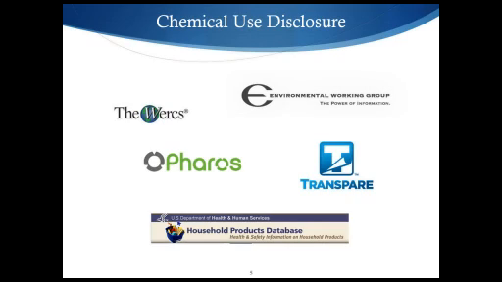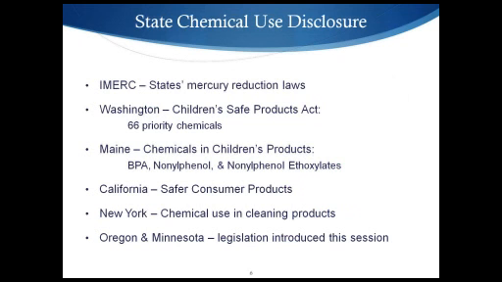Obviously, there are a lot of examples and ways that we can think about chemical use disclosure, using these types of examples through private organizations, NGOs, and the federal government. What we're going to be spending time on today, though, is thinking about the states and the state chemical use disclosure that Terry and I are involved with and most familiar with.